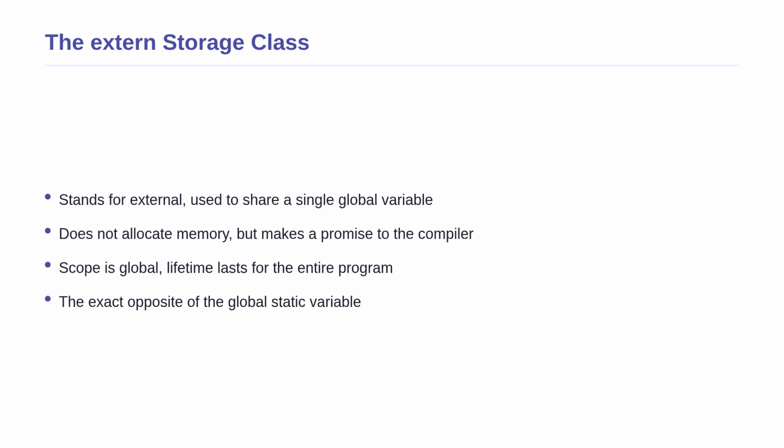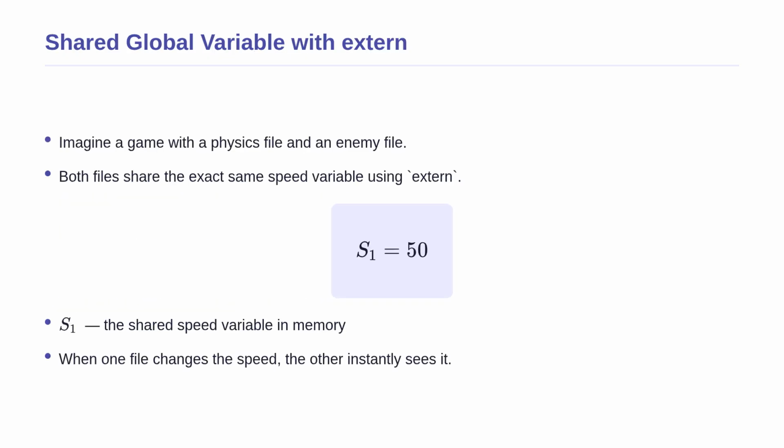In this way, extern is the exact opposite of the global static variable. While static hides a variable, extern is the bridge that allows other files to access it. To understand the difference between global static and extern, imagine we are building a video game with a physics file and an enemy file. If we want both files to share the exact same speed variable, we define it normally in one file and use extern in the second file to link them.